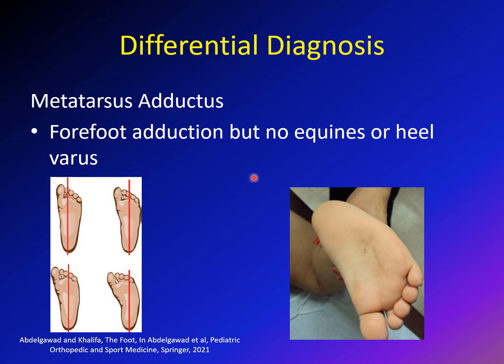What is the differential diagnosis? It's very important to understand what is metatarsus adductus. Metatarsus adductus has only one component of this, which is forefoot adduction. So the forefoot in relation to the hind foot is pointing inward. And this is a metatarsus adductus. However, there is no heel varus and there is no equinus.